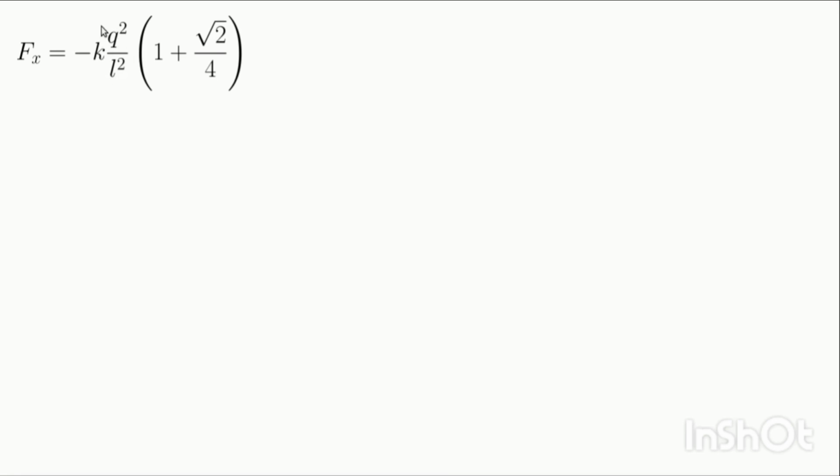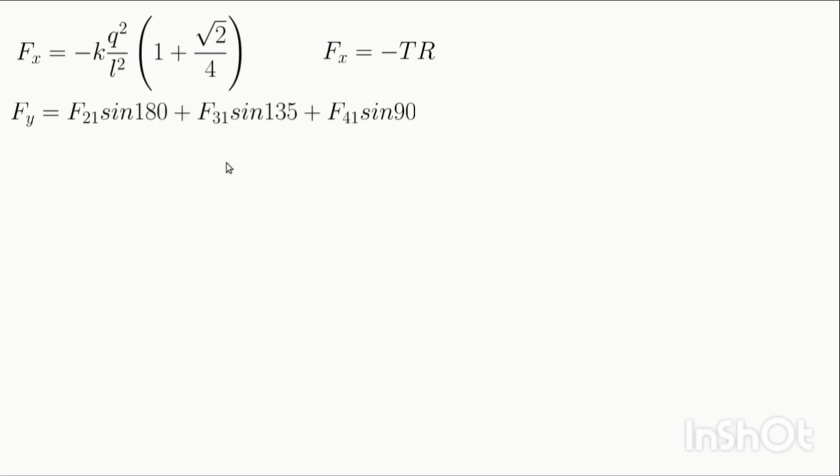Now we can call this term T and this one R, and we can say it's minus TR, so that whenever we need it, we can bring them in as T equal to this part and R equal to this part. So let's take a look at our Fy. We have Fy equal to F21 sine 180. All we need to do is replace our cos with sine, and we simplify. We can see that sine 90 is 1, sine 135 is root 2 over 2, and sine 180 is 0. So we have this.